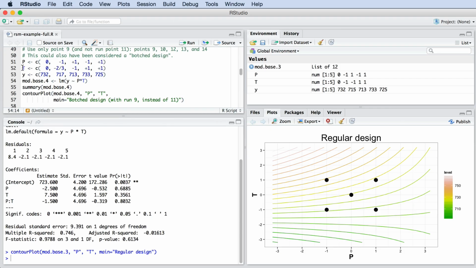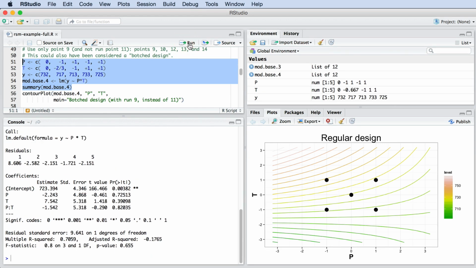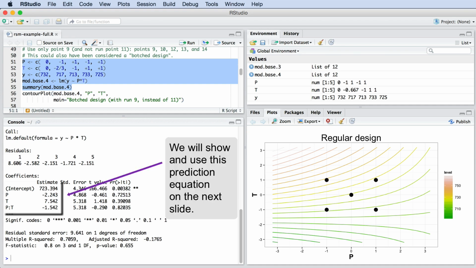So in our R code, instead of -1, -1, +1, +1 for the factor t, we use the mistaken values of -0.67, -1, +1, +1, and we enter the outcome value we got at that mistaken point. Now mistaken experiments, because they're not at these -1 and +1 positions, are generally calculated with a computer and not by hand. When you rebuild the model, you get the following prediction equation and contour plot.